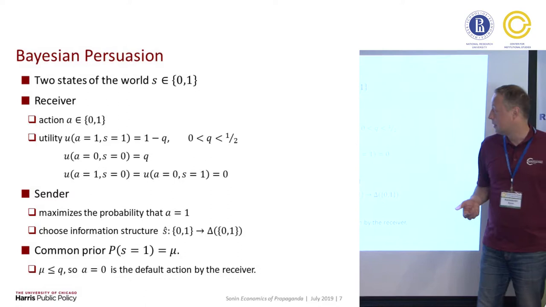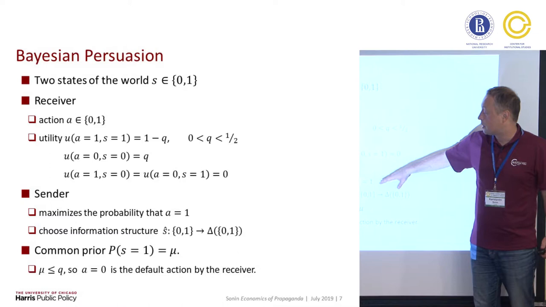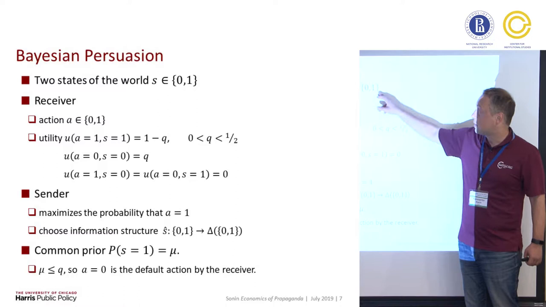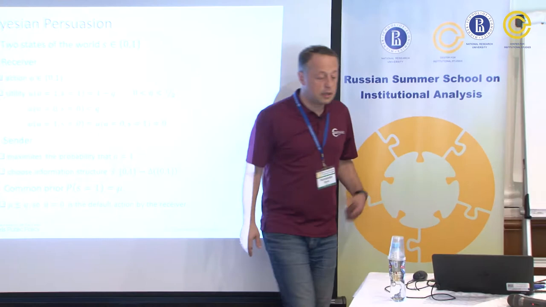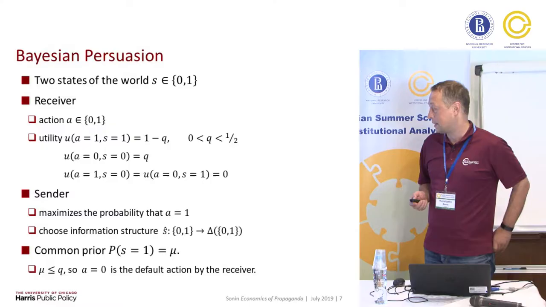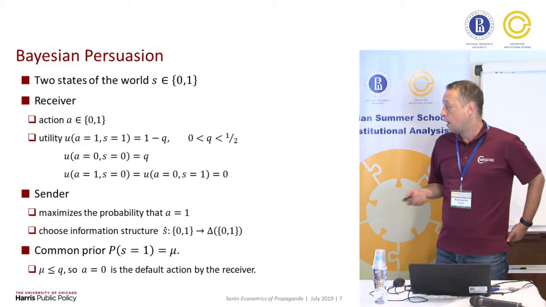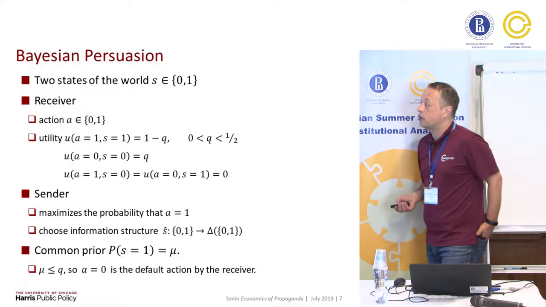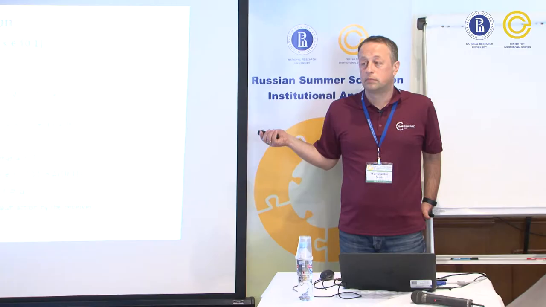Here in this simple model, the sender wants to maximize the probability that action one is taken. So there are two states of the world, the receiver wants to match the state of the world, and the sender is not interested in matching the state of the world. The sender just wants to maximize the probability that action one is taken. And they share the common prior. And the common prior is such that if there is no information, then the receiver just takes action zero. Is this setup clear? Great.